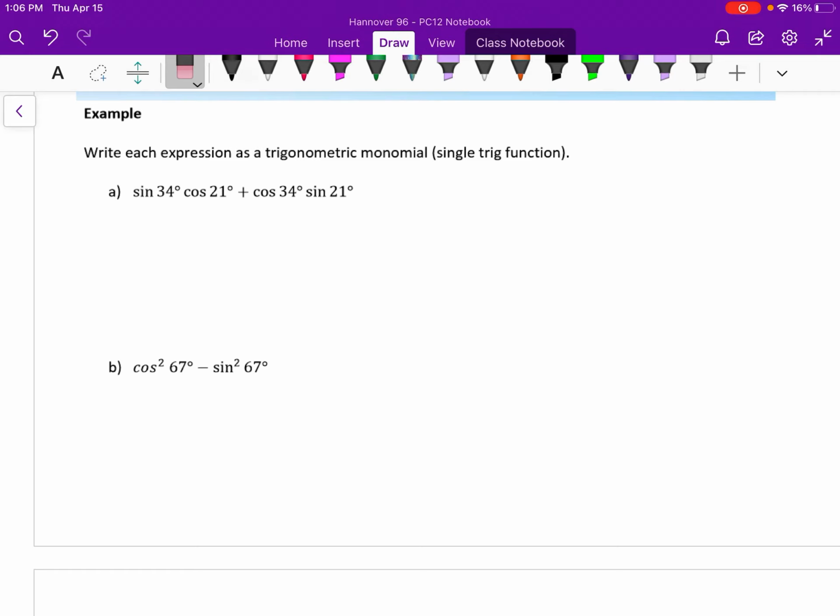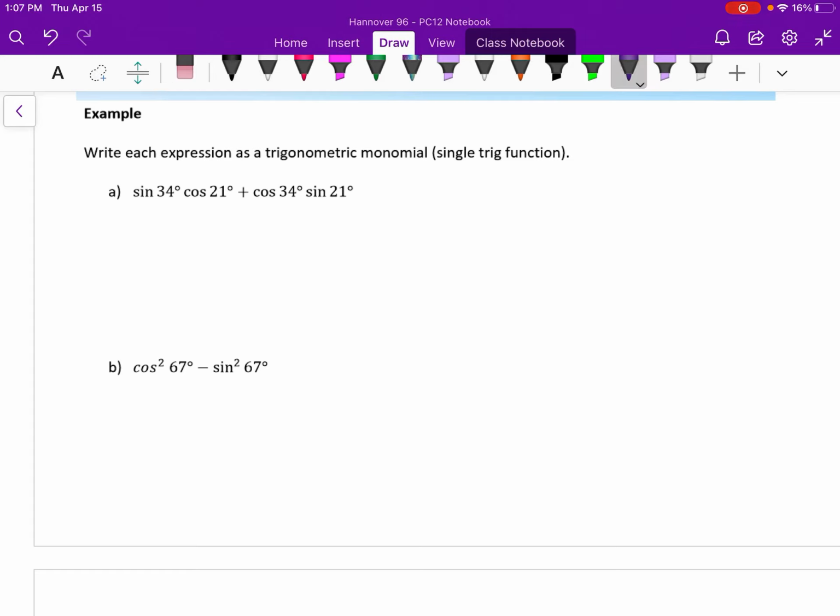Now, there's not too much I can do with this. I can't factor out a cosine or a sine because they have different angles. But yet, when I look to the sum identities, I do notice the identity.